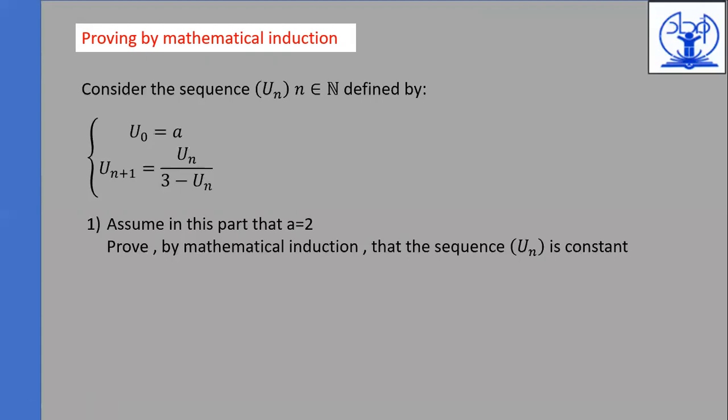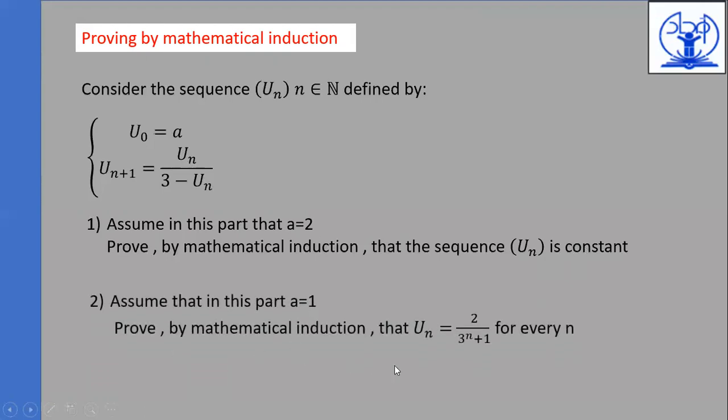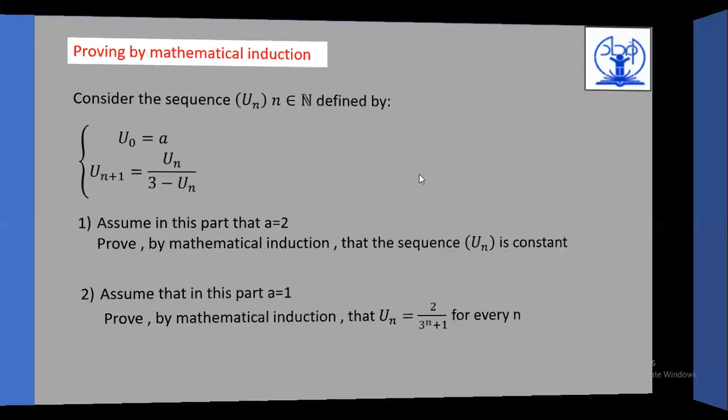Then you go to the assumption step, where you assume that this statement, that the sequence un is constant, holds true for a specific level k. To finish the problem, you prove that the next level is also true. Let's go over these 3 steps here in this example. This is part 2. We go back to this part 2. Let me do part 1 now.